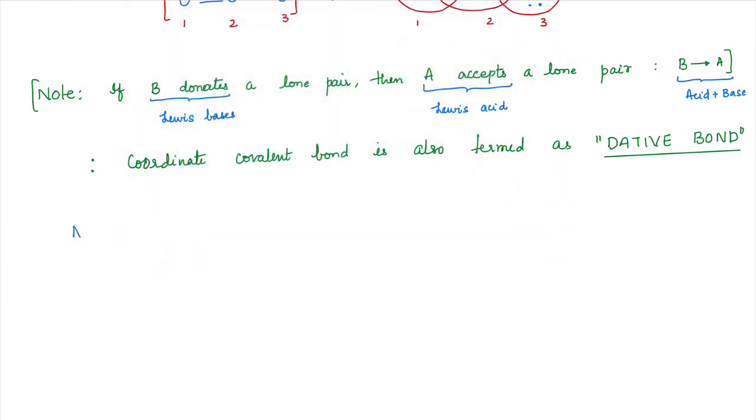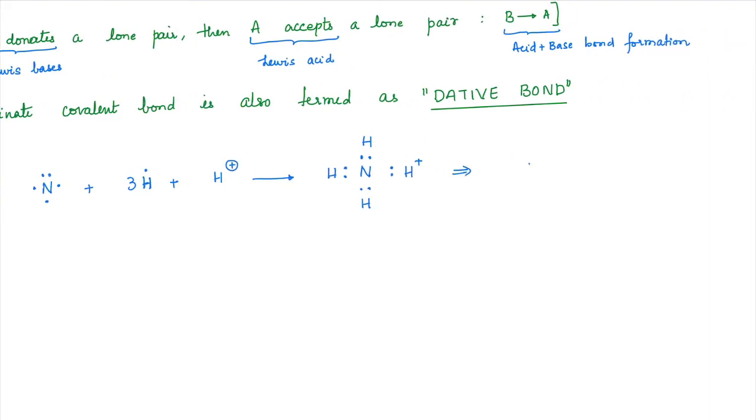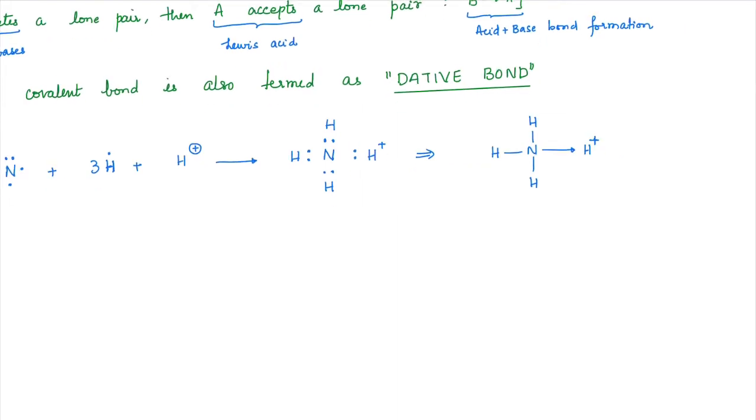Let me take more examples. Suppose you have NH4 plus, it's another example. Now in here, what is happening? Nitrogen has 5 valence electrons. Then there are 3 hydrogens which have 1 electron each, and then there is a hydrogen plus, that means it has no electron on it. This is how they have been combined. So nitrogen will share 1 electron with each of 3 hydrogens, and it has a lone pair. That lone pair is being shared with H plus, and this gives rise to the formation of N, H, H, H, and a dative bond with another H plus.